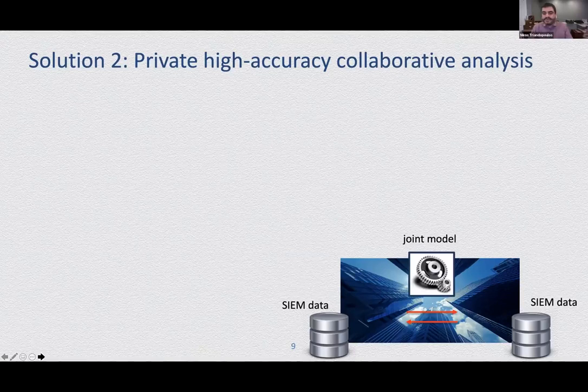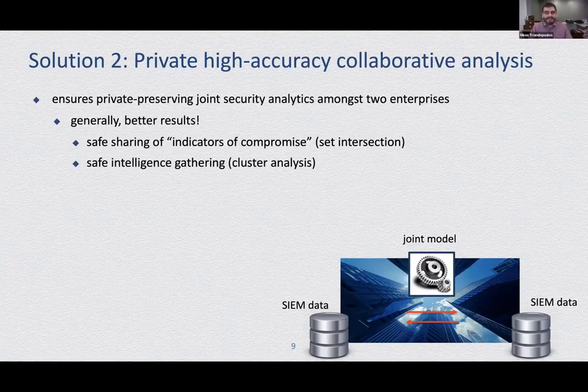So ideally, we want to have a case where a joint machine learning model is learned about the collected data across different enterprises and organizations. The problem here is that probably you will not be inclined to share the details about what data you collected and what you have discovered, because this is by itself also a sensitive type of information.